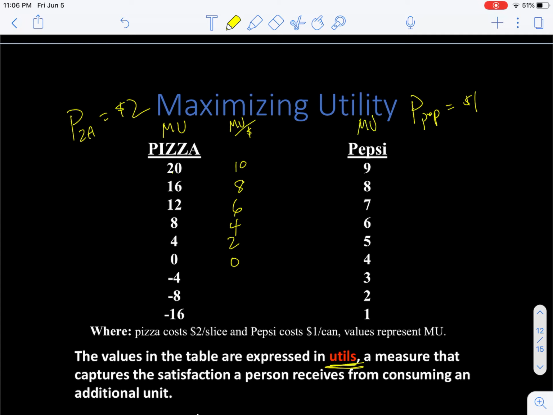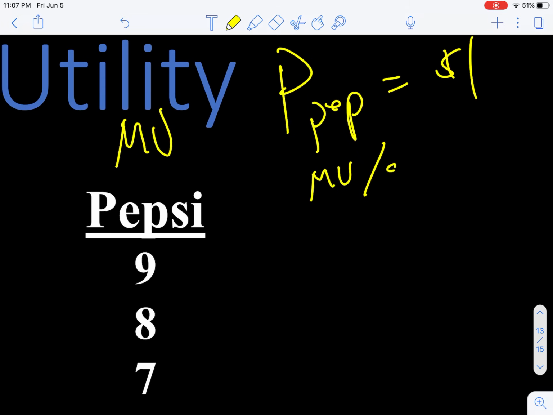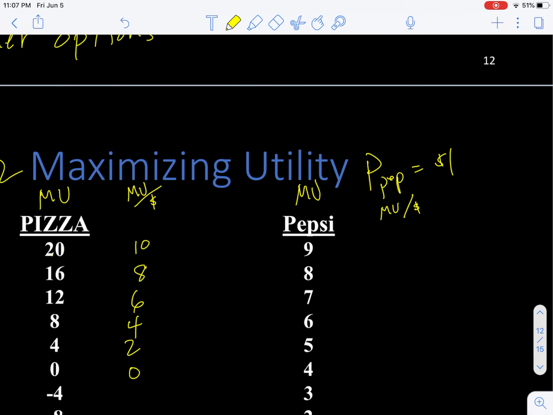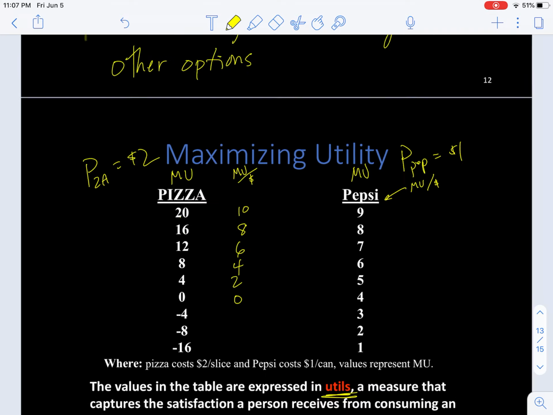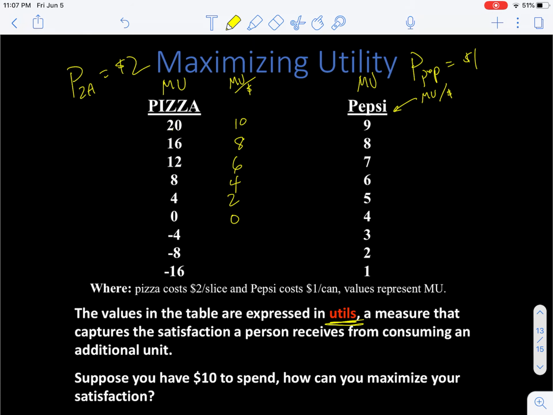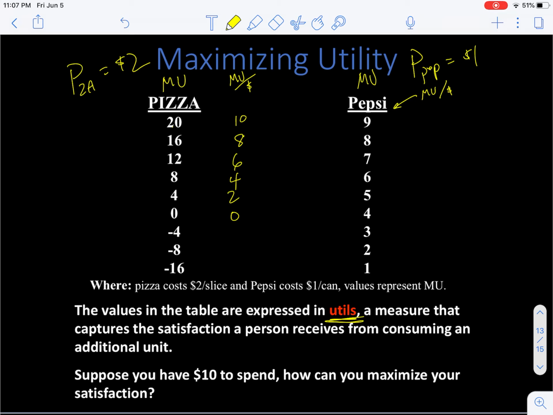Now, what about Pepsi? This is the marginal utility column. And then next to it, we need marginal utility divided by price. All right. But in this case, the price is $1. So what's this column look like? It's the same, right? 9, 8, 7, 6, 5. But 9, what's 9 divided by 1? 9. What's 8 divided by 1? You see where this is going, right? So we can just work off that same column. So now we have marginal utility, and then we have bang for your buck, marginal utility per dollar.